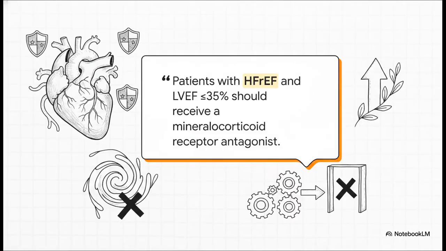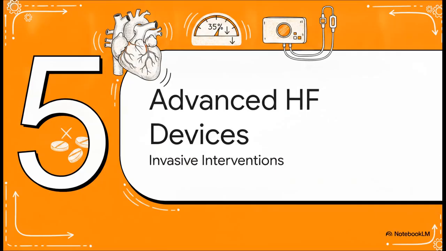The bottom line for chronic management is that you have to aggressively pursue these mortality-reducing medications. MRAs in particular are absolute game changers because they halt aldosterone-driven myocardial fibrosis. You literally must optimize these pharmacological pathways to the absolute limit before you even think about considering advanced invasive interventions. And that perfectly segues into our final section, number 5, advanced heart failure devices.